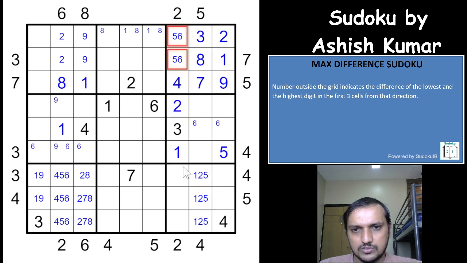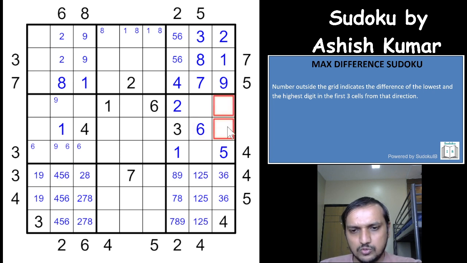1, 2, 3, 4, 7, 8 and 9 would have to be here. This cell cannot be a 7. If it is a 9 here, you will need a 5 here. If you have a 9 here, you will need a 4 here. So this cell is not a 9. And this is 3 or a 6, right? Amazing. So this cell is a 6 now.